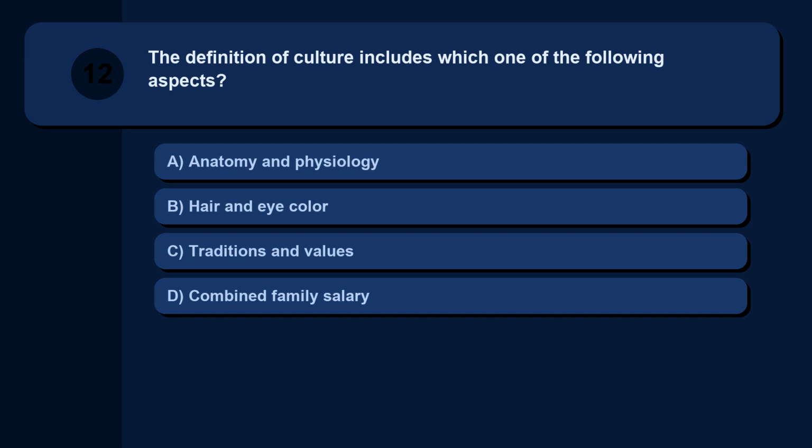Question 12. The definition of culture includes which one of the following aspects? Anatomy and physiology, hair and eye color, traditions and values, combined family salary. Culture refers to shared customs, traditions, beliefs, and values that characterize a group of people. It encompasses social practices and religious beliefs, but not biological traits.